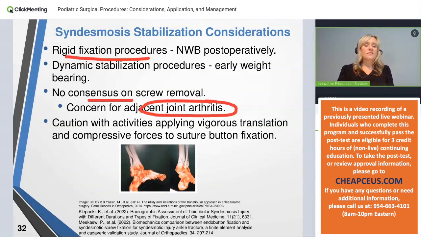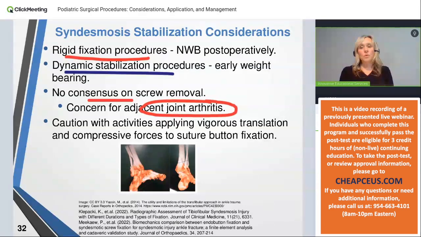For patients who have the button that's implanted, that dynamic stabilization procedure, those patients are going to be weight bearing much earlier on, within 10 days. That patient will be up, will be weight bearing. We can start performing motions with those patients. We'll do our strengthening activities.